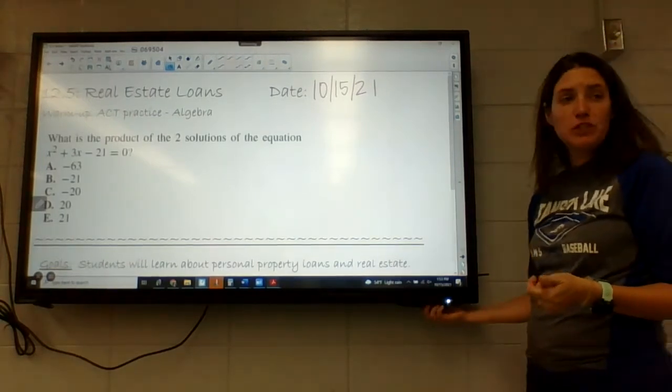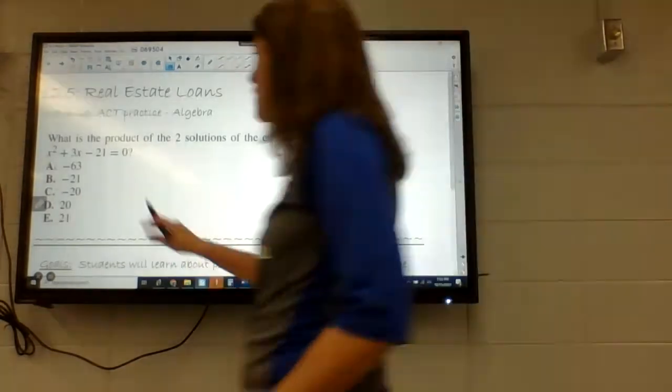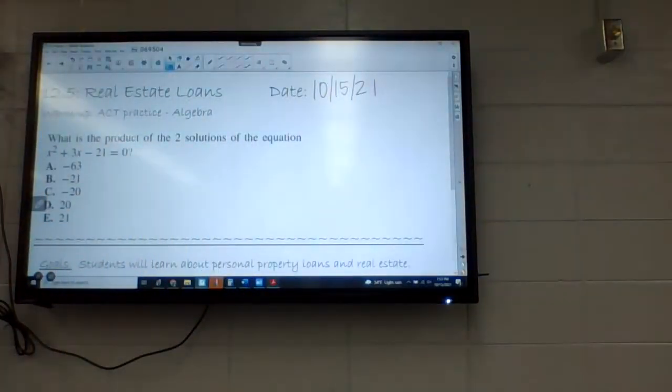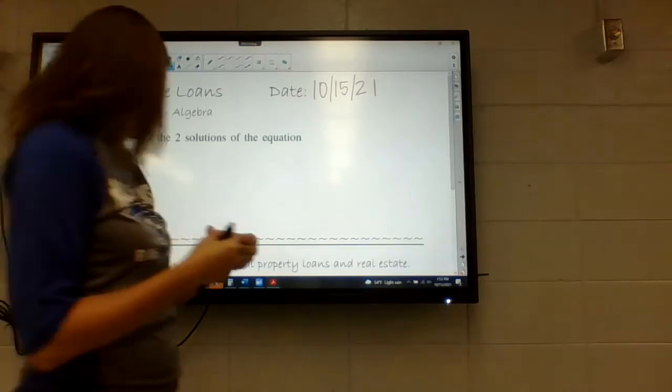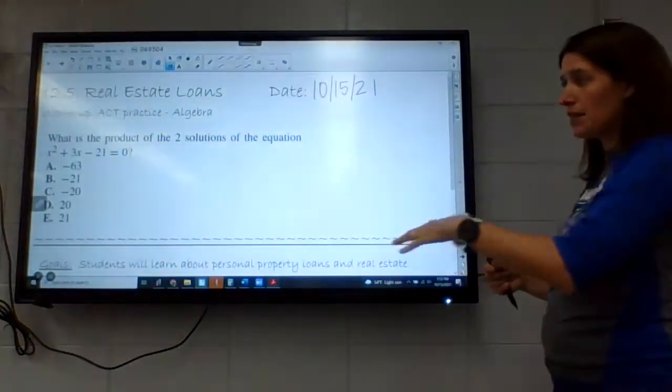Okay, so does anyone remember how to do a problem like this? No? Okay, so let's review it. They want us to find the solutions, but they want us to find the product of the two solutions. Product means what? Multiply. So not only do they want us to find the answers, they then want to take the answers and multiply them together to get something here.